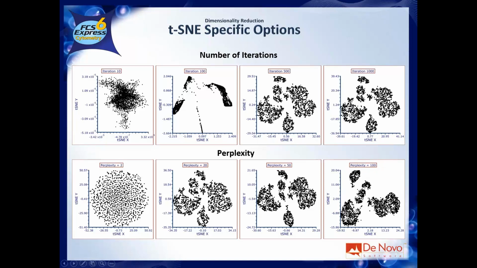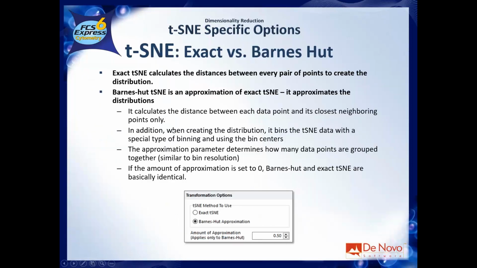The minimum is 2. Another option that you have in FCS Express is the way in which you want to run tSNE. So basically, there are 2 versions of the tSNE algorithm. The first one is the exact tSNE. The second one is called Barnes-Hut approximation. So why did people develop the Barnes-Hut approximation? Well, basically because the exact tSNE was too slow. So exact tSNE is fine if you want to deal with 100 or 200 events, not more. And it's slow because it needs to calculate the distance between every pair.